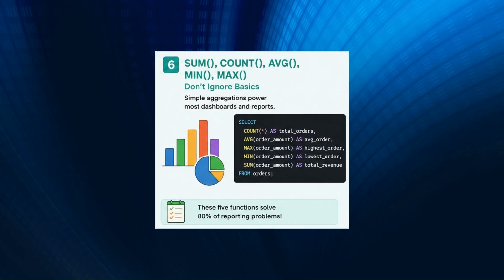Last but not the least, functions are SUM, COUNT, AVERAGE. Don't ignore basics. Sometimes we chase advanced SQL tricks. But honestly, most dashboards run on these functions. SUM, COUNT, AVG, MAX. That's it. For example, SELECT COUNT(*) AS total_orders, AVG(order_amount) AS average_order, MAX(order_amount) AS highest_order FROM orders. Simple aggregation functions solve most reporting problems. Don't underestimate them.